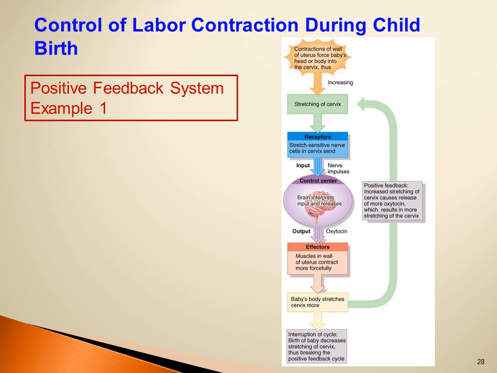Now let's discuss two examples of positive feedback system. The first example is the control of labor contractions during childbirth. During childbirth, the uterus will contract. This will stretch the uterine cervix. Stretching the uterine cervix will stimulate stretch receptors present in the cervix of the uterus. These receptors will send nerve impulses to the brain and then to the hypothalamus, and this will stimulate the release of a hormone from the posterior pituitary gland.